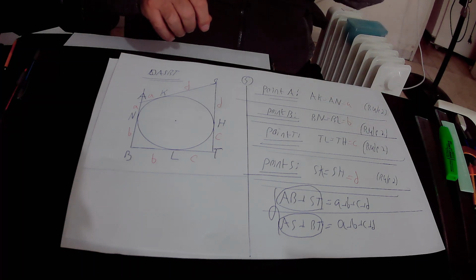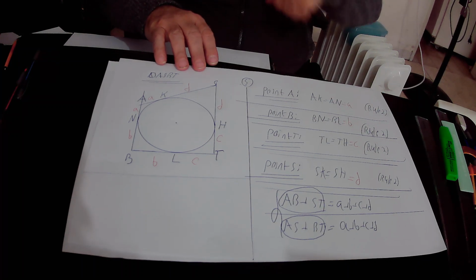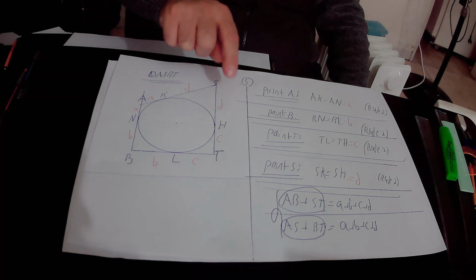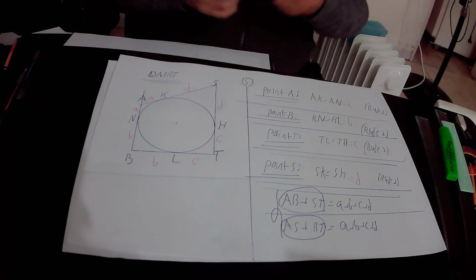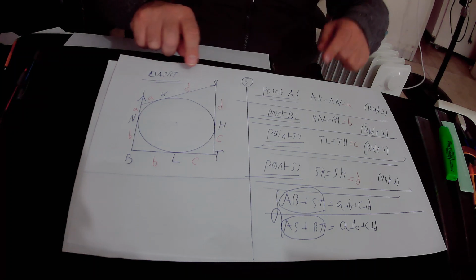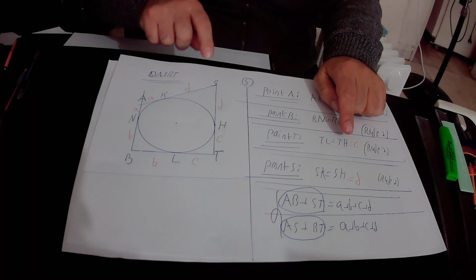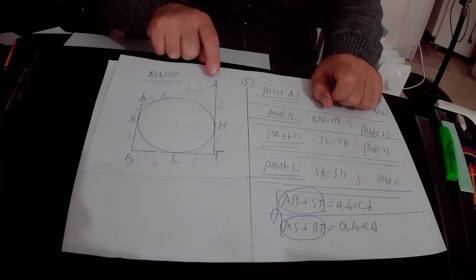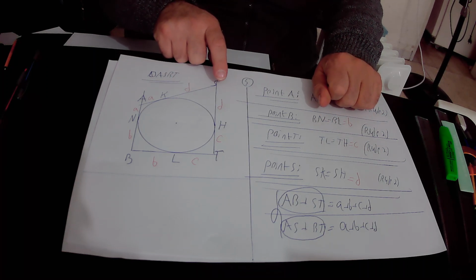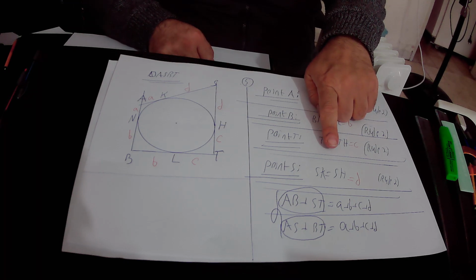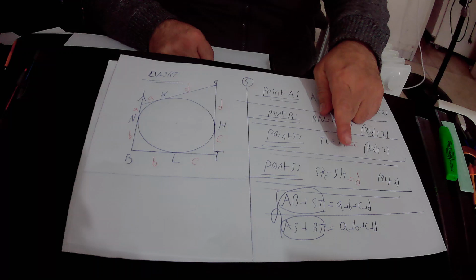And finally, we focus on the common external point S. From the common external point S, we have two tangents to this circle again, tangent SK and tangent SH. According to rule 2, they are equal to each other. That is to say, SK equals SH. So if we define the length of SK as D, then SH must also equal D because they are equal to each other. So in conclusion, we found out that SK equals SH equals D.